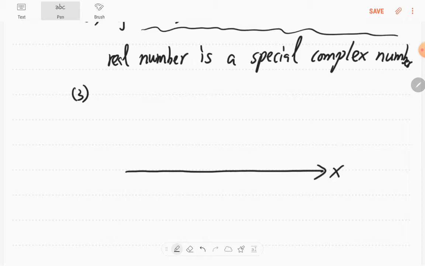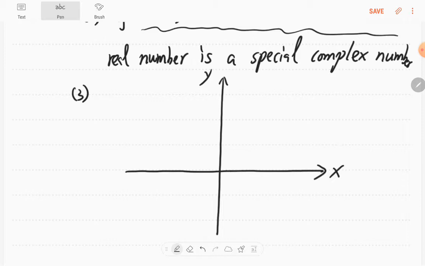Okay, so where is the imaginary part? Where are the other complex numbers? Since a real number is a special complex number, what about the other complex numbers? The other complex numbers should be here in the plane. Okay, so these are the other complex numbers. So now let's look at how to find a plus bi. So here, the x-axis is the real number, and the y-axis is actually the pure imaginary part.